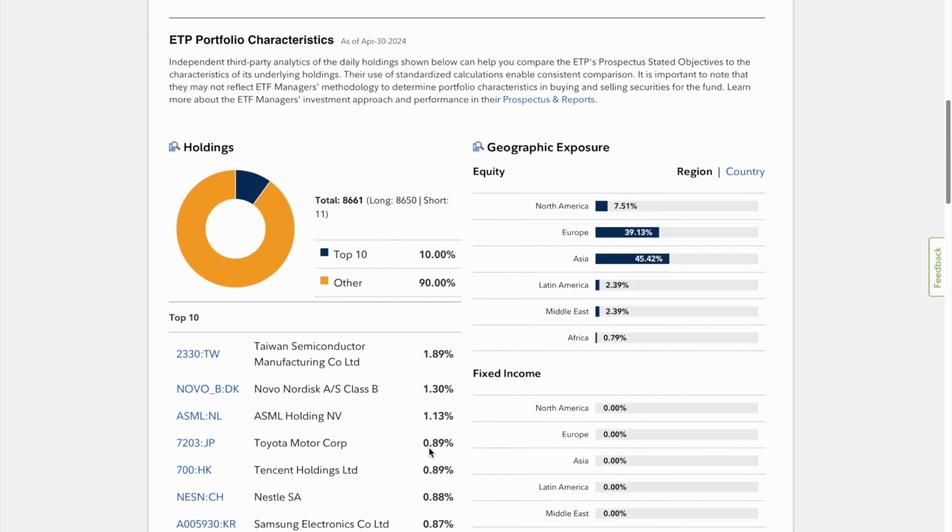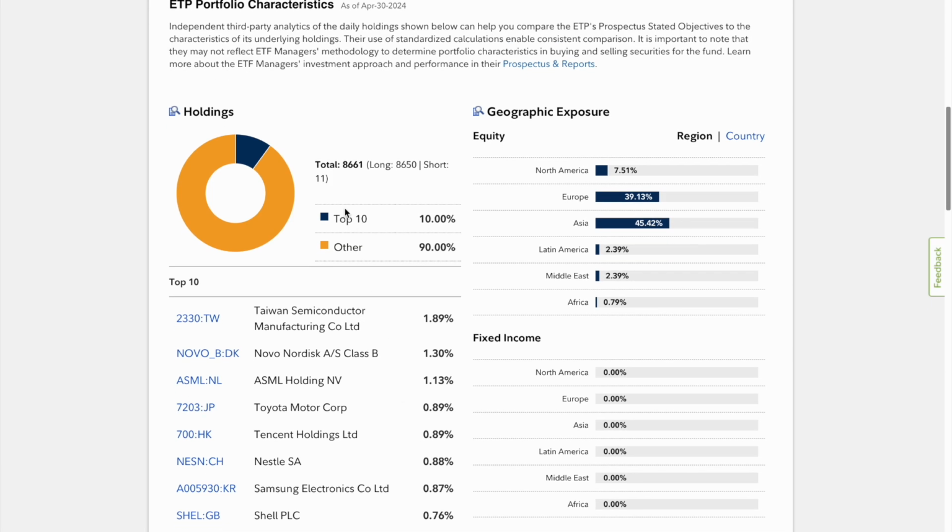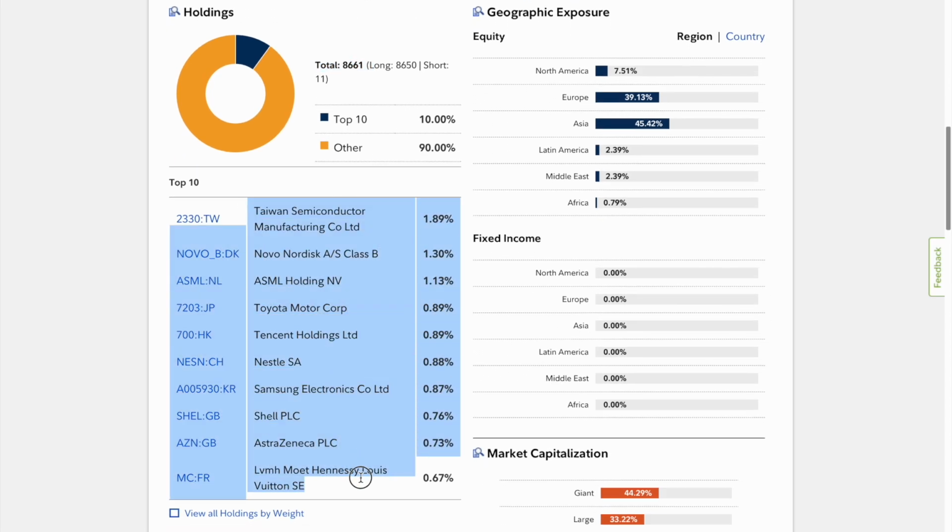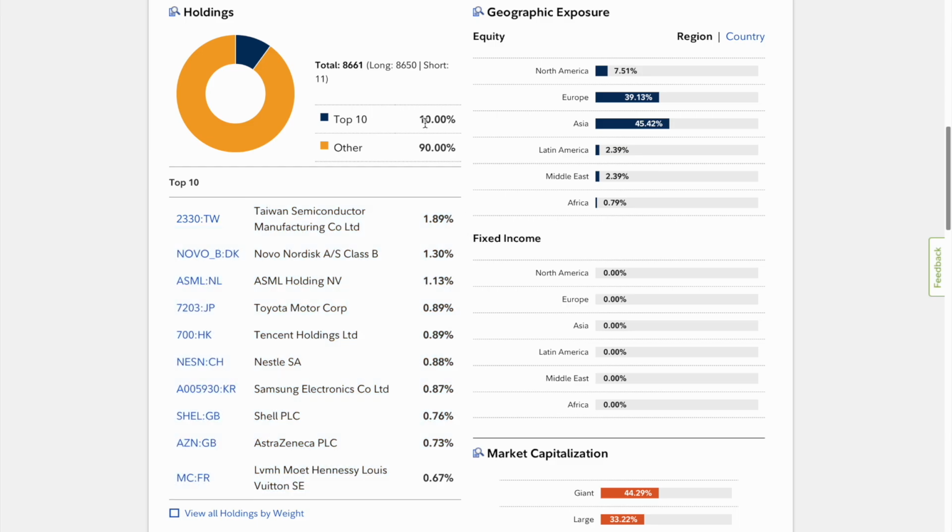But what I really enjoy about this is you have a total of 8,661 companies within it. And the top 10 companies, which looks very familiar in every single international portfolio that I have shown you, is only worth 10%. So when I invest in 8,661 companies, I like that the top 10 companies don't make up too much concentration risk within it. So if ASML goes out of business, that's okay. They'll put something in to fill this top 10 holdings.